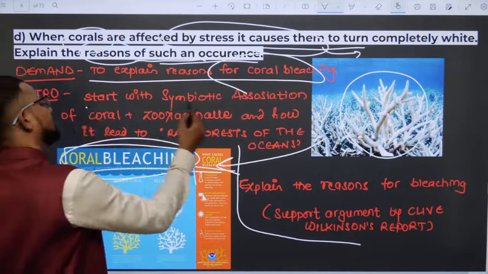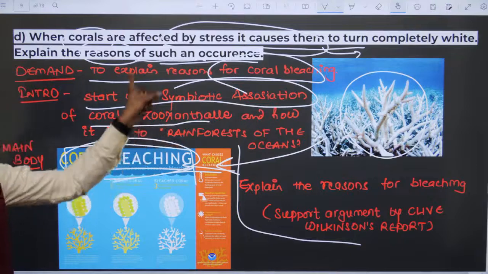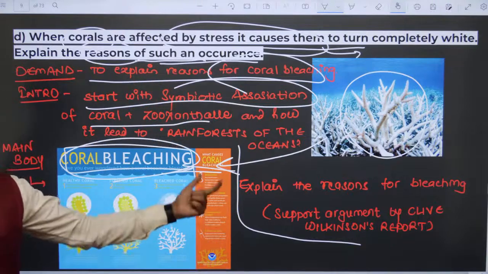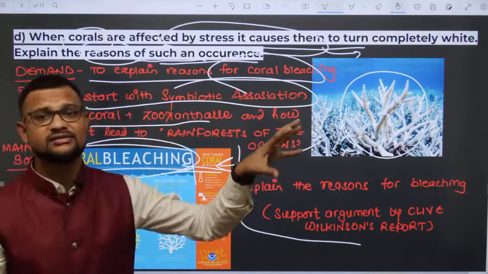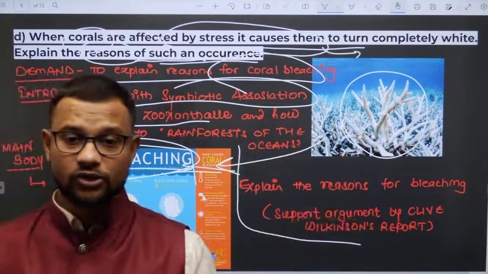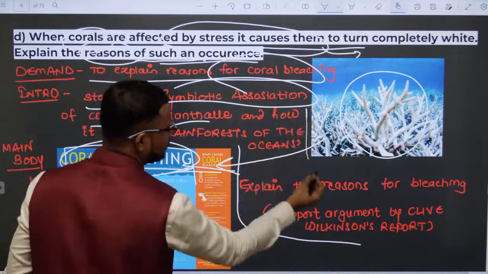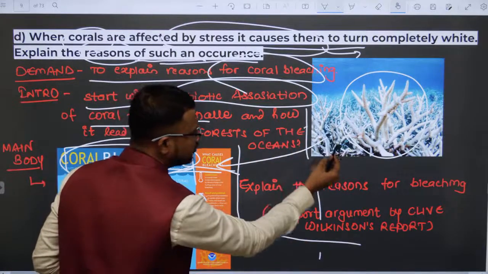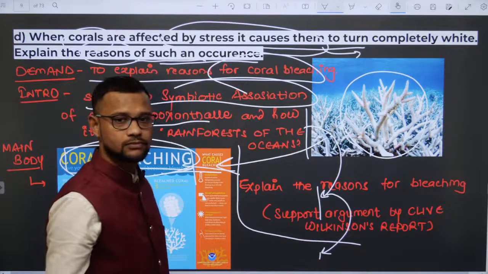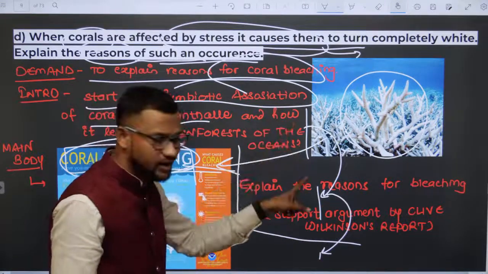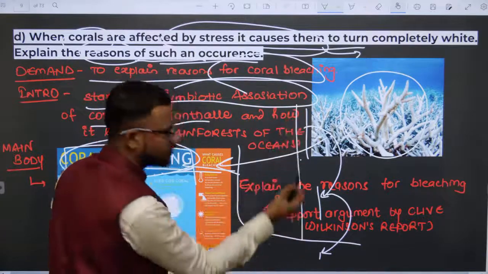So start with the symbiotic association of coral and zooxanthellae, because this will help you to address the next part. Because look, answer writing is an art, it is a skill. You should know which part should be written first, then second, then third, and how this part will help you for the second part and then the third. The more you understand it, the more you can do it in the examination, and the evaluator will recognize this.